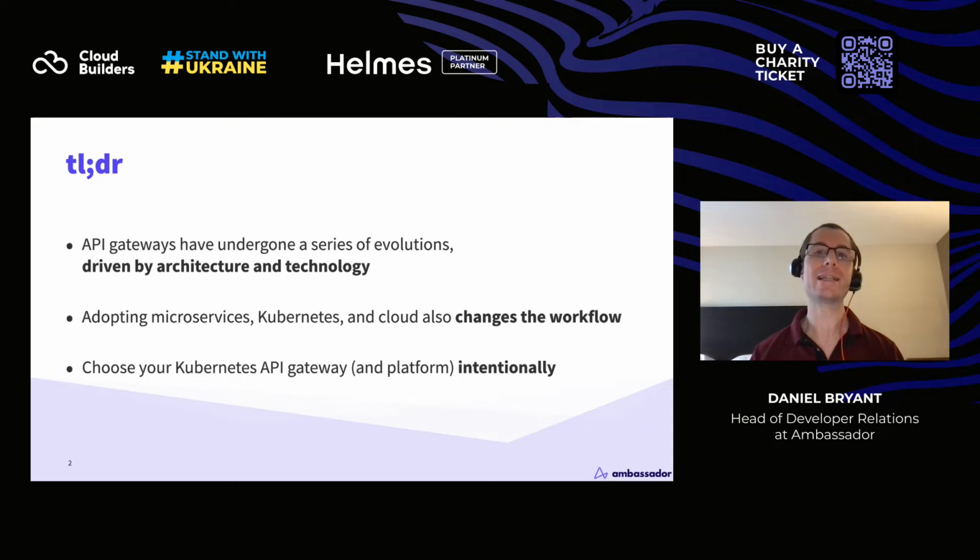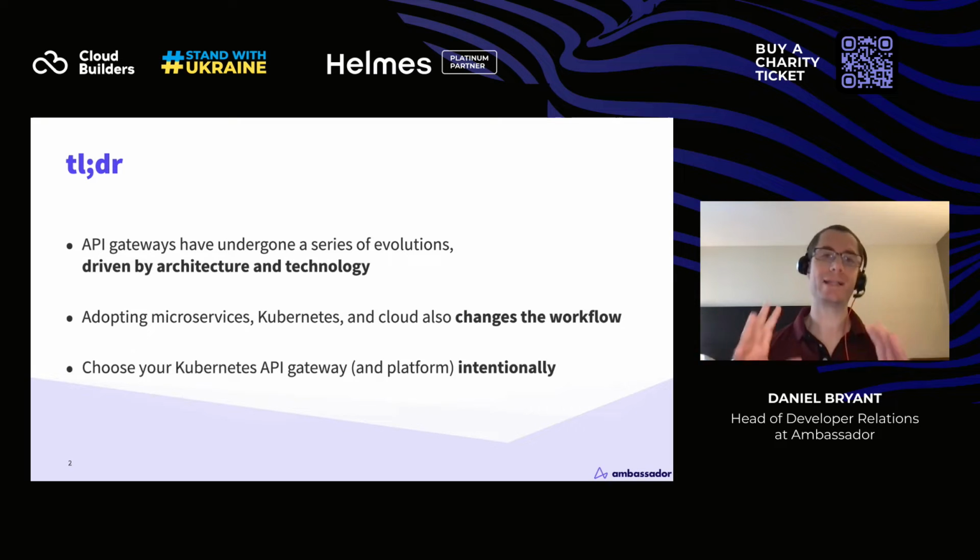Now, they've undergone a series of evolutions over the past 10, 20 years, driven primarily by architecture and technology. My pitch, and I've learned from many other people, it's not just me, is that adopting microservices, Kubernetes, cloud, containers, all those good things, changes the workflow. And therefore, it's not just architecture and technology driving API gateways now, it's the workflow too.